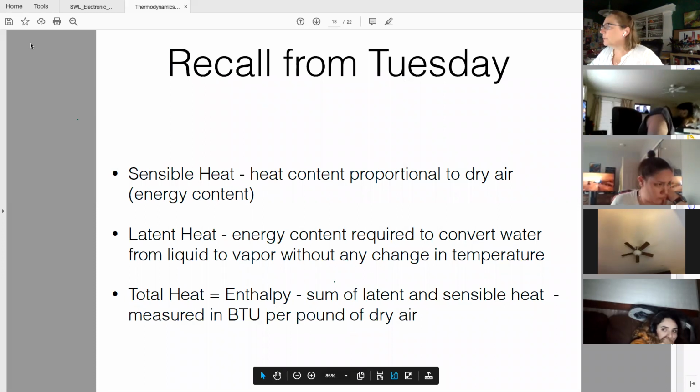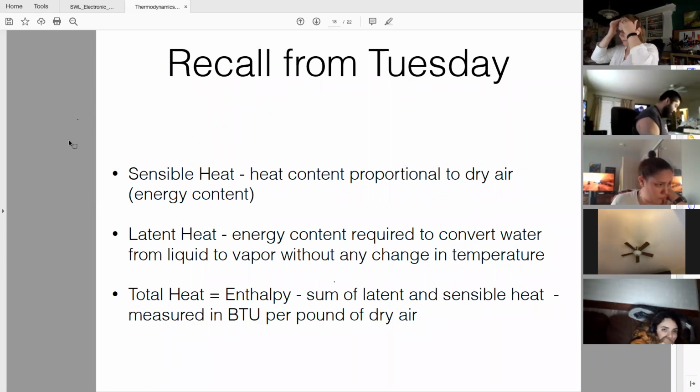Okay, so quick recap. From Tuesday, we learned about sensible heat and latent heat. Latent heat is the energy to either remove or add moisture to the air. When you put the two of them together, you get enthalpy, which is the sum of both.